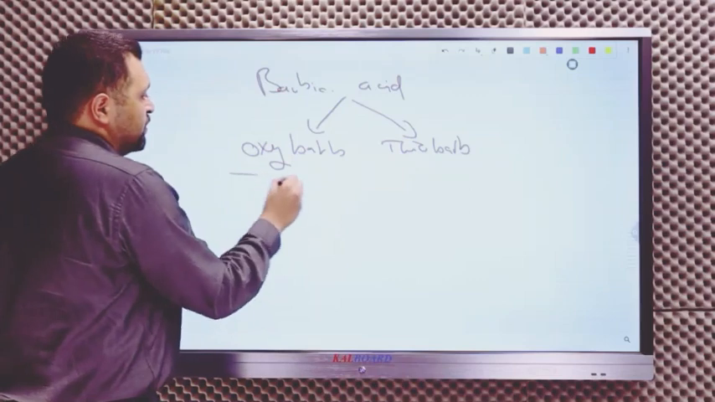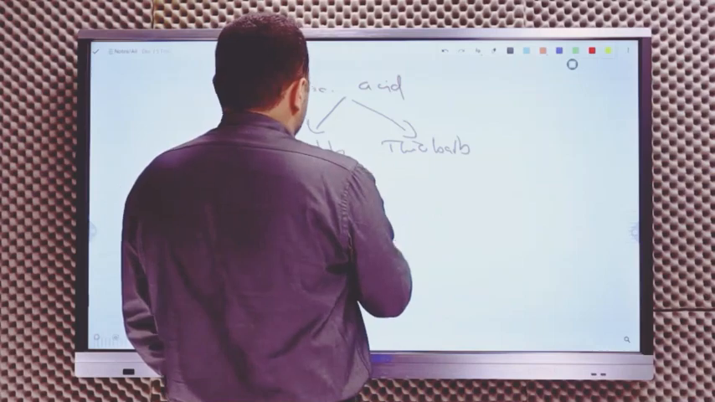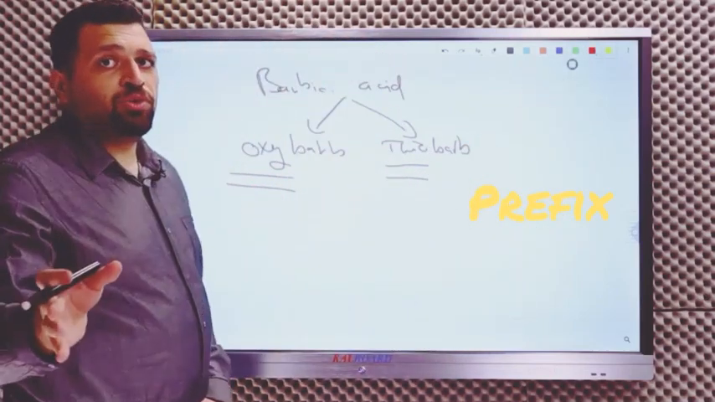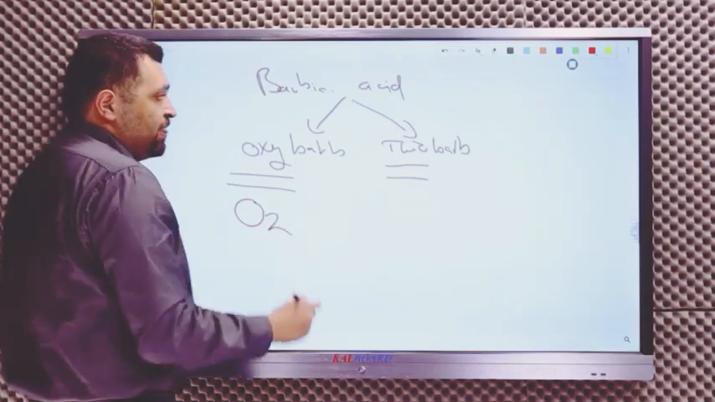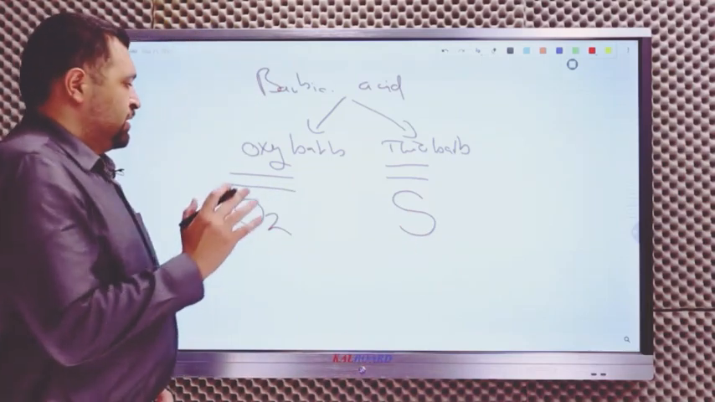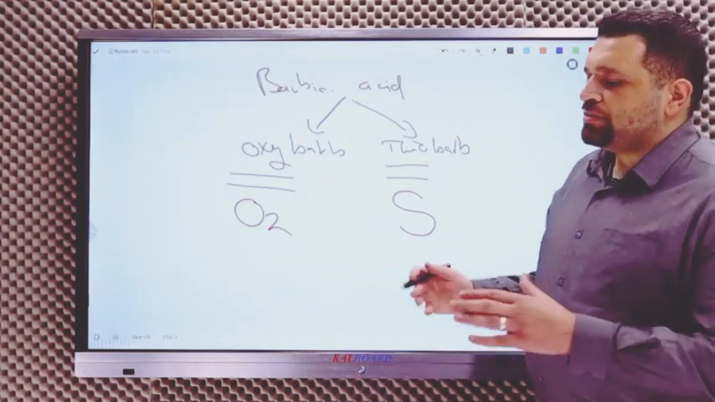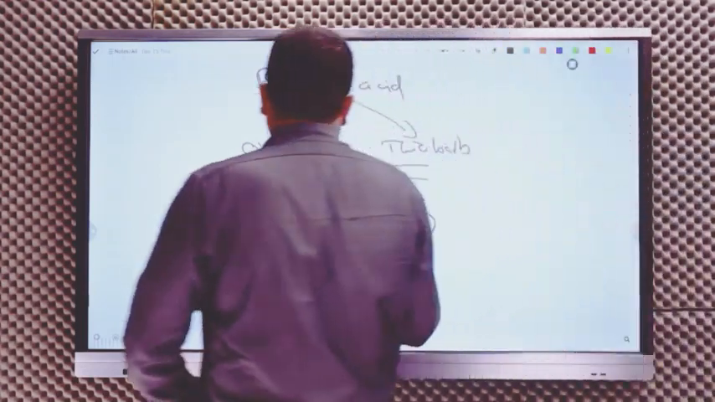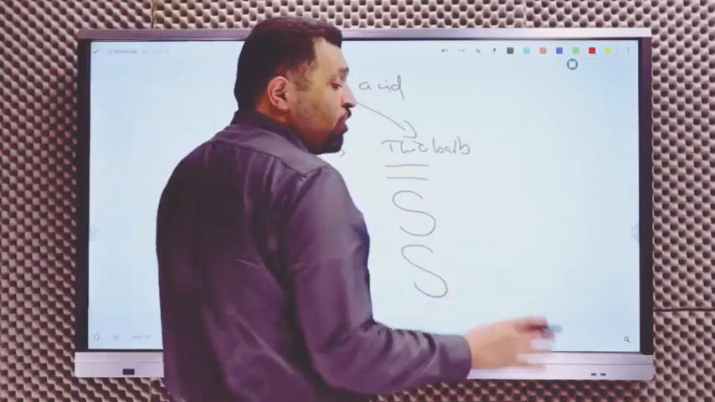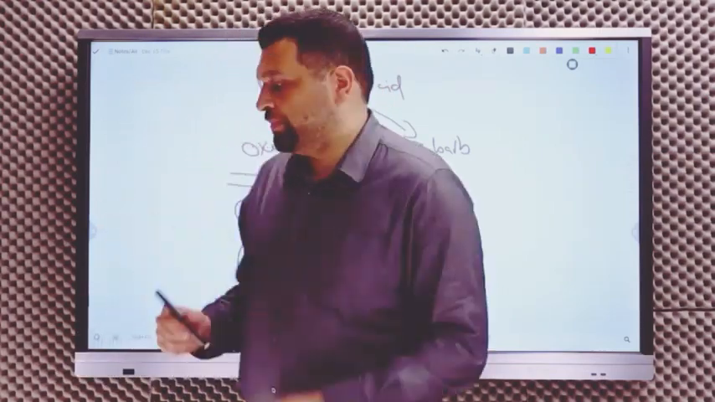Now, the only difference between the 2 groups is the prefix, oxy and thio. Oxy, I think you know, represents oxygen, and thio, I believe, represents sulfur. So the difference between the oxybarbiturate and the thiobarbiturate is putting an oxygen atom rather than a sulfur atom on the barbituric acid basic unit.